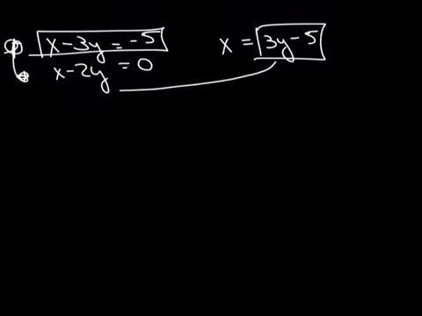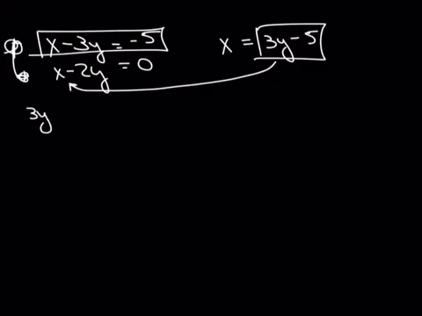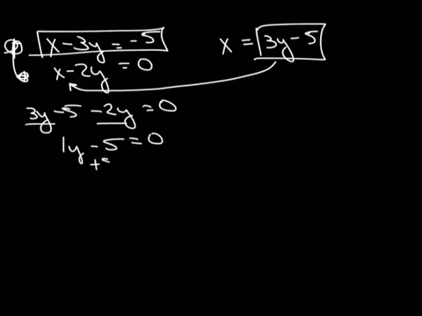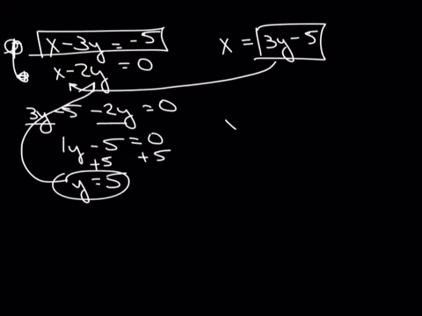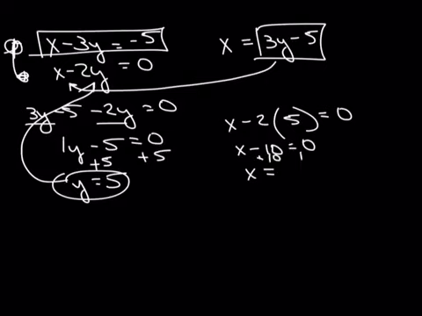And so now I'm going to go down here, and whenever I see this x, I'm going to put a 3y minus 5 in its place. 3y minus 2y is 1y. Okay, add 5 to both sides, and I get y equals 5. And then I take my answer and I plug it in one of these problems. Add 10 to both sides here. So x equals 10. So my answer is 10, 5.